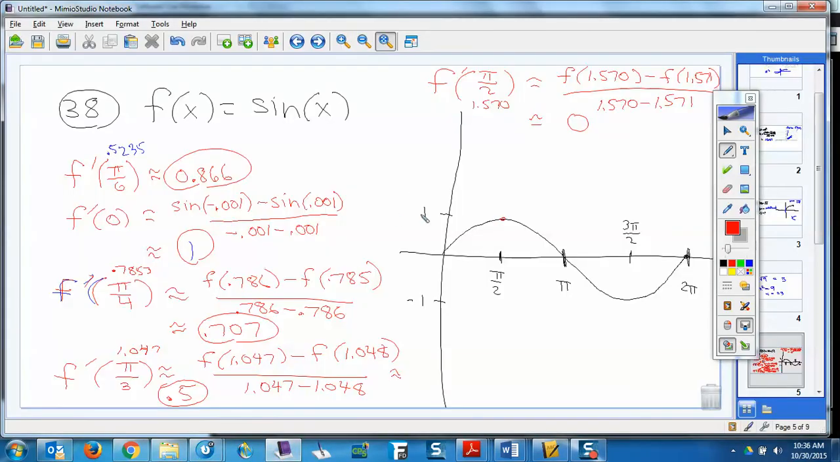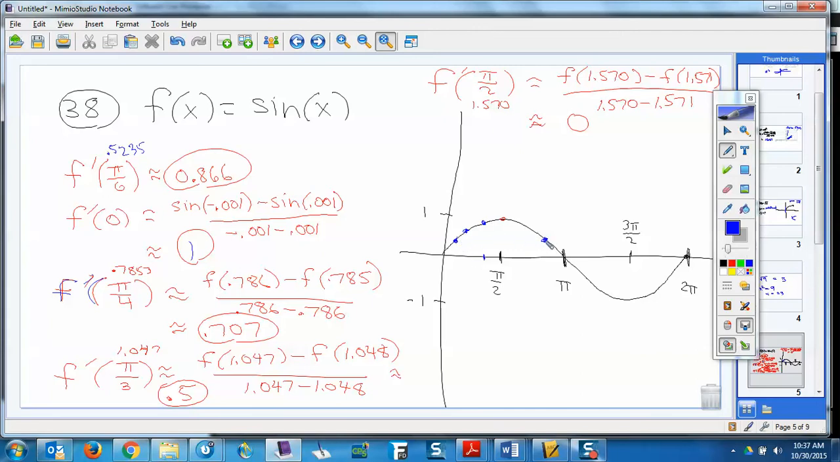All right. And now what did it say on the next one? Using symmetry, in that part. Use symmetry on the sine function in your answers for part A to estimate f prime of 2 pi thirds. Okay, so here would be pi thirds about here, and here would be pi fourths about here, and here would be pi sixths about here. So using symmetry, what they mean is, wouldn't the slope be about the same over here, except negative.